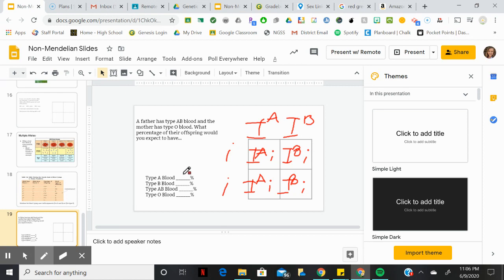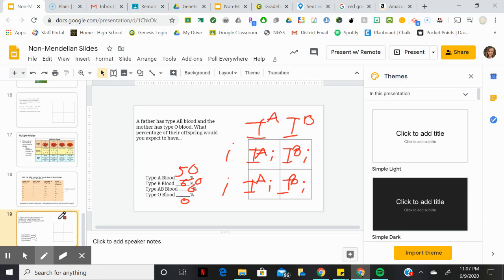So how many have type A? 50%. Remember, unless it's homozygous recessive, the i goes away. So this offspring is type A, as well as this one. So 50% here. How many are type B? These two would be type B, 50. Are any of them AB? No, 0. Are any type O? No, 0. Okay? So again, probably the hardest part is just setting up the parents, figuring out what their genotypes are, and then from there you can figure that out.